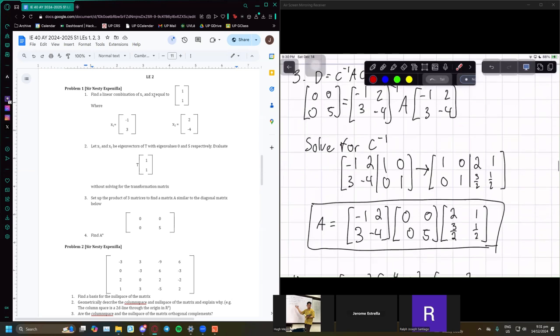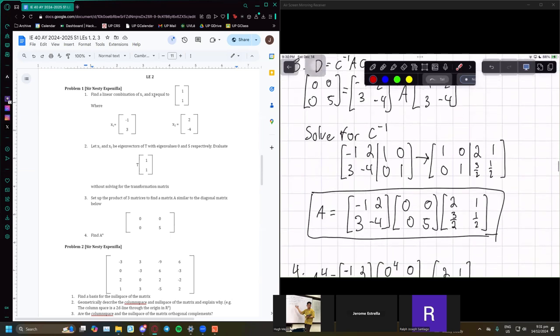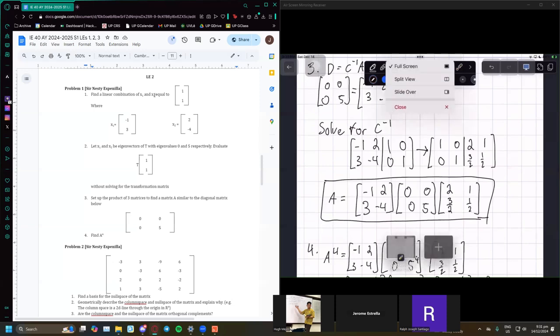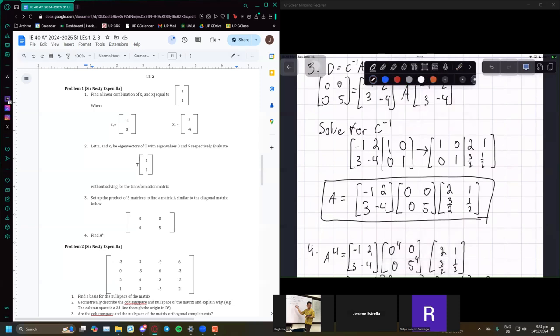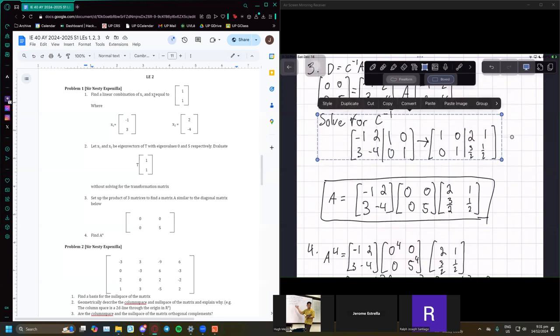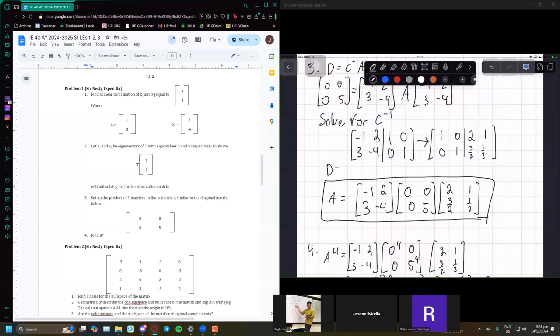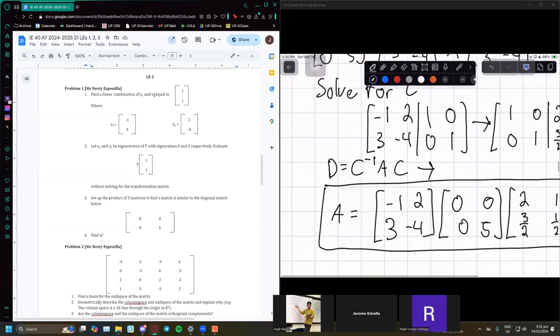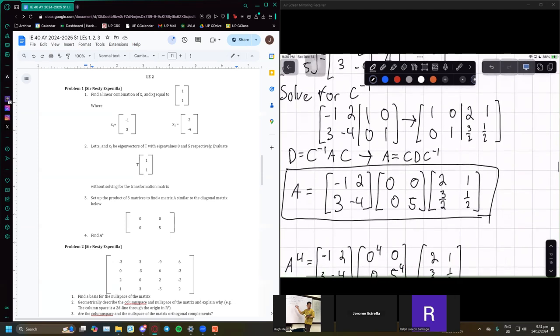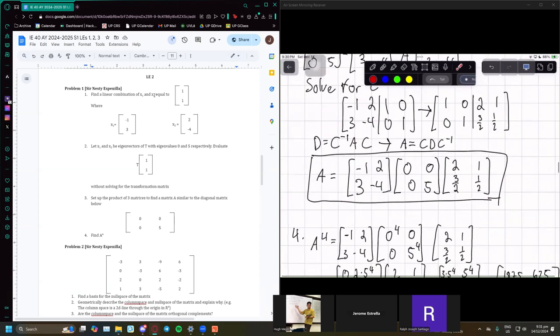Then just substitute, or first of all, a hidden step over here. Let me add it in. You need to flip D equals C inverse A C to make it A equals something. So just make it A equals C D C inverse, and then just substitute or write out so that you have this one. Hurrah! And then the next question is find A to the 4.